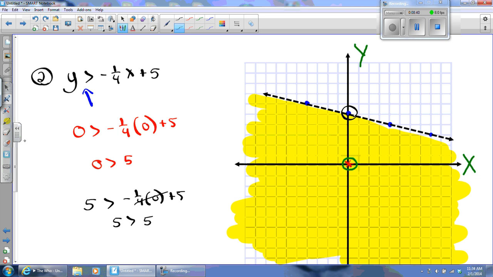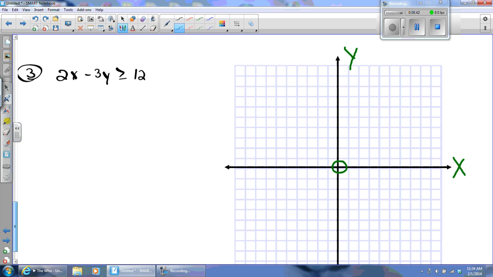All right, let's check out one more. Here we go. We got 2x minus 3y is greater than or equal to 12. I know right off the bat it's going to be a solid line. I'm thinking x-intercept is going to be 6, 0, right? 2, 3, 4, 5, 6.